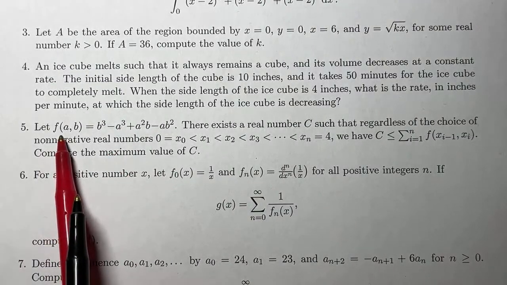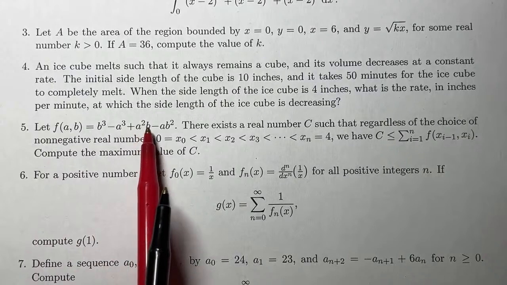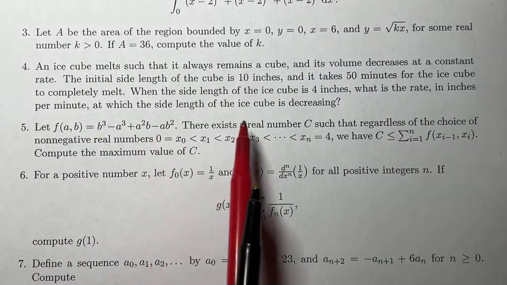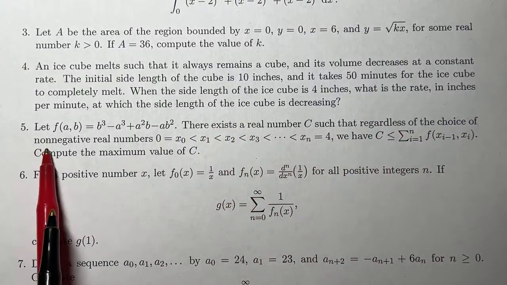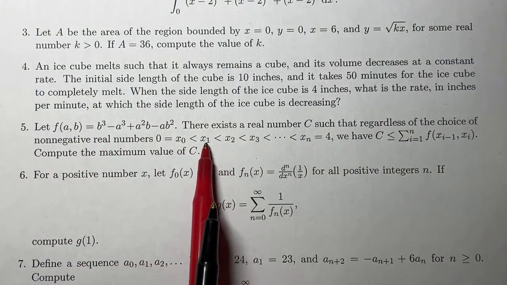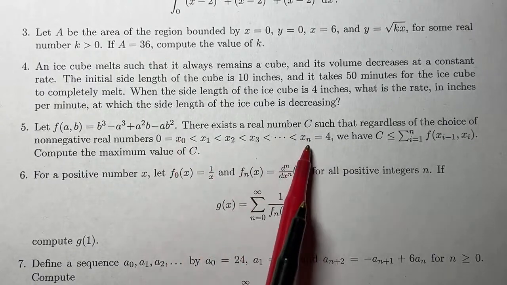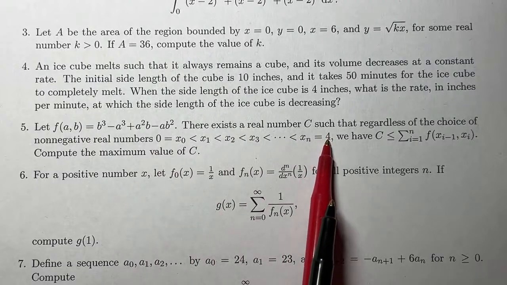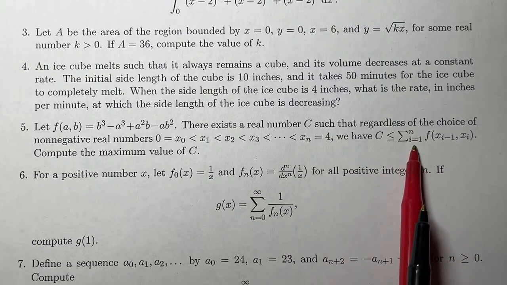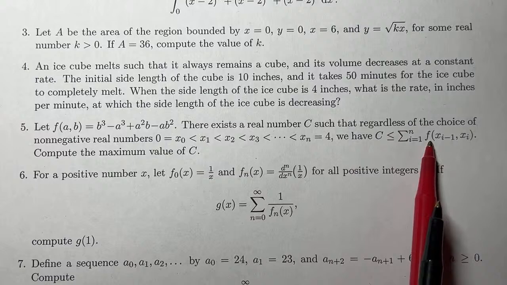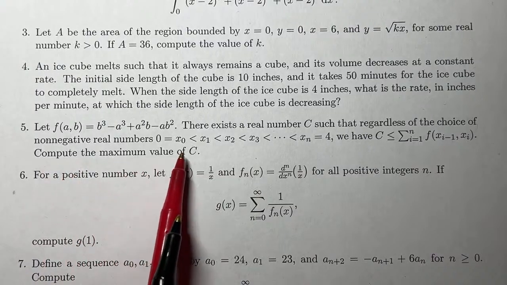Alright, so for number 5, we have this function f of ab. This is b cubed minus a cubed plus a squared b minus ab squared. There exists a real number c such that regardless of the choice of non-negative real numbers, and it's a list, right, going from x0 to xn, from smallest to the biggest, in fact from 0 to 4, we have that c is always going to be less than or equal to the series as i goes from 1 to n, f of xi minus xi. We would like to compute the maximum value of c.